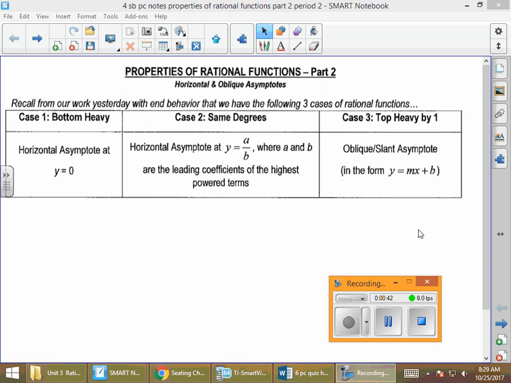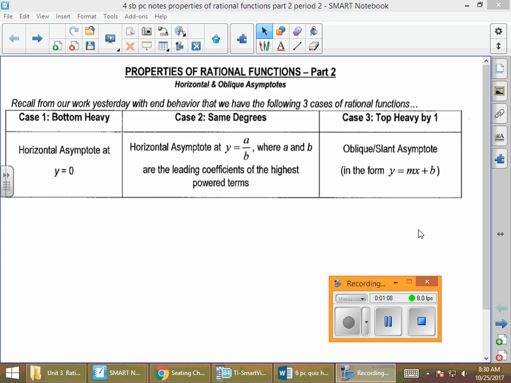If we have the same degree in the top of the fraction and in the bottom of the fraction, our horizontal asymptote is going to be at y equals a over b. And a is coming from the number in front of the highest degree term on the top, and b is coming from the number in front of the highest degree term in the bottom.